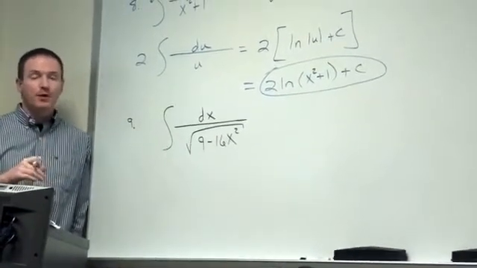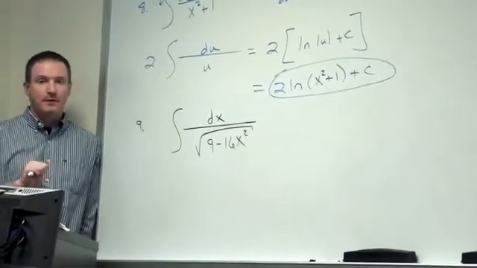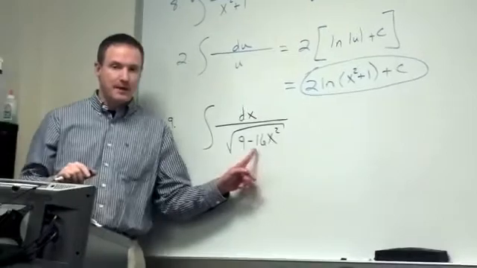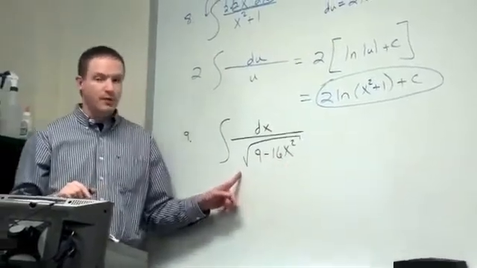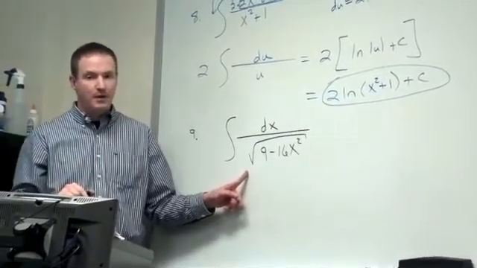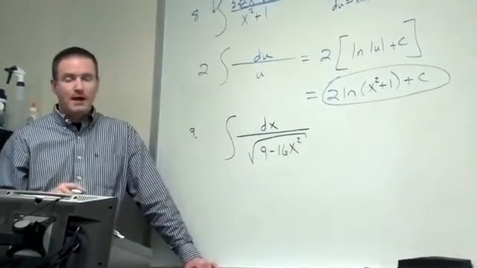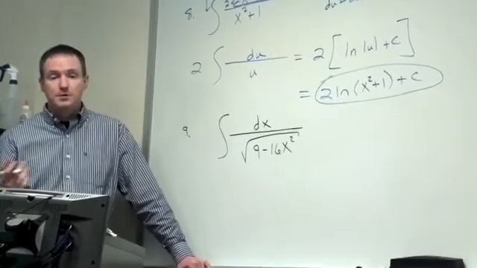Does this look like one of the forms we started class with? Inverse sine. Yes. Anytime you have a constant minus a variable squared under the square root, you think this is an inverse sine problem. The problem, of course, with this is inverse sine is for the square root of 1 minus u squared.